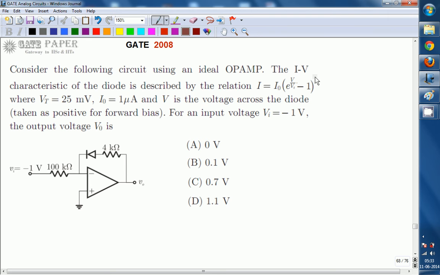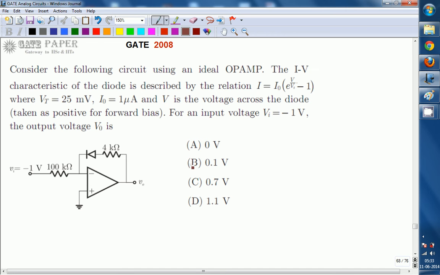The current-voltage characteristic of the diode is given by the relation I is equal to I naught times (e power V by Vt minus 1), where Vt is equal to 25 millivolts, I naught is equal to 1 microampere, and V is the voltage across the diode, taken as positive for the forward bias. For an input voltage Vi of minus 1 volt, what is the output voltage V naught?